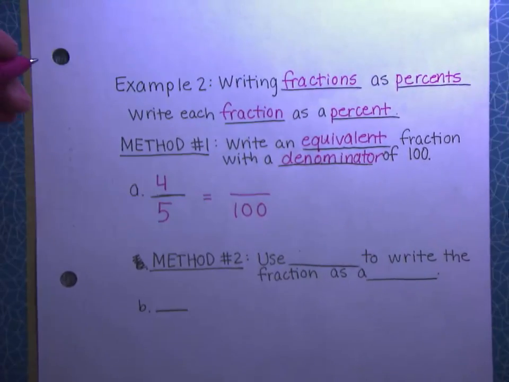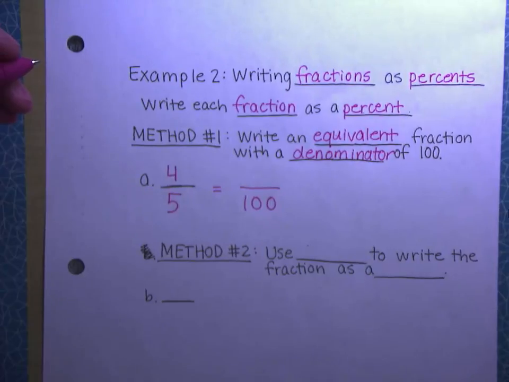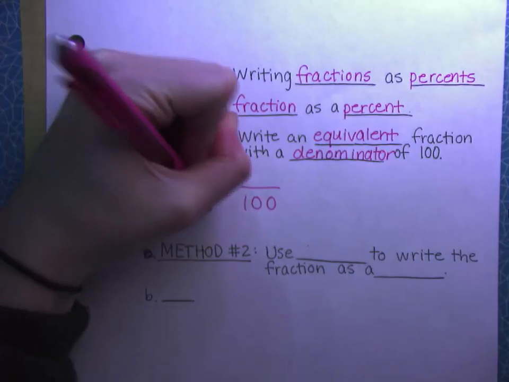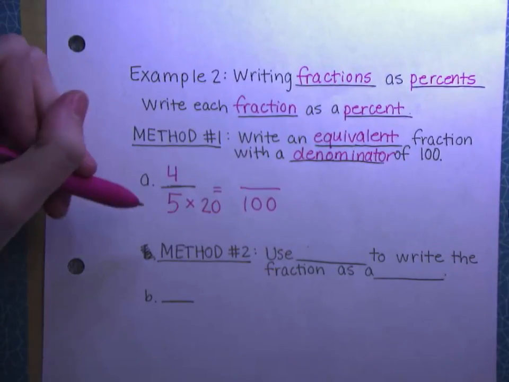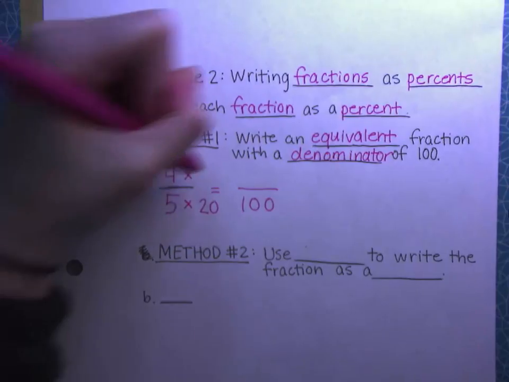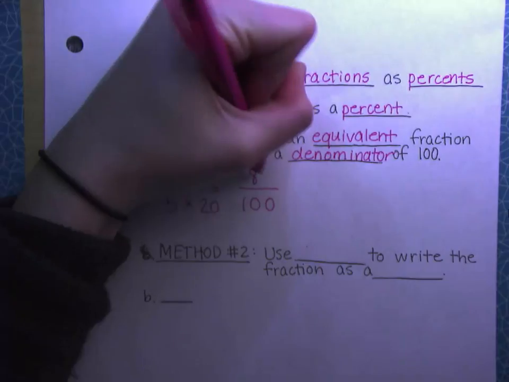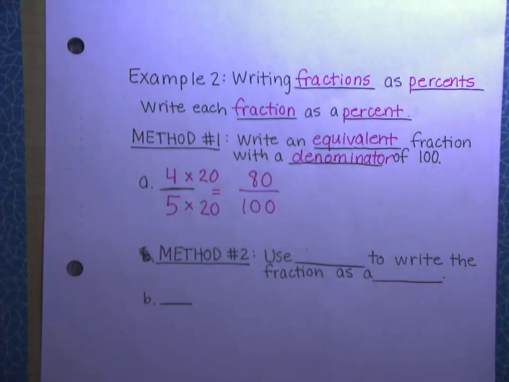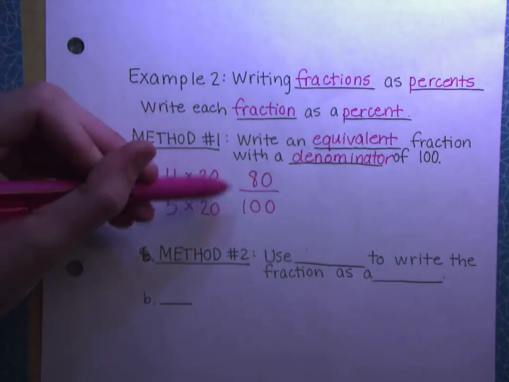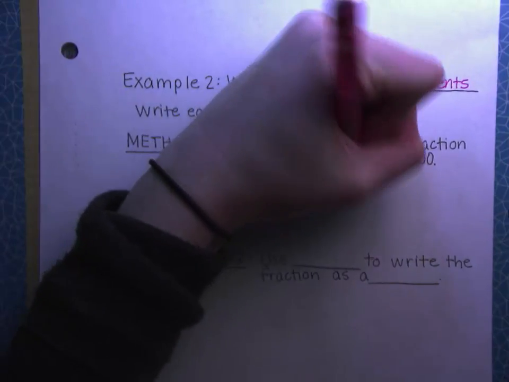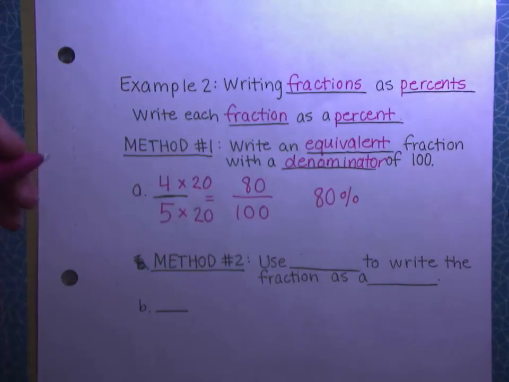Okay, so to go from 5 to 100, what do I multiply by? Well, I'm going to be multiplying by 20. So we know what we do to the bottom, we do to the top. So 4 times 20 would give me 80. And we know that all we have to do next is just write the numerator with a percent symbol. So we would get 80%.